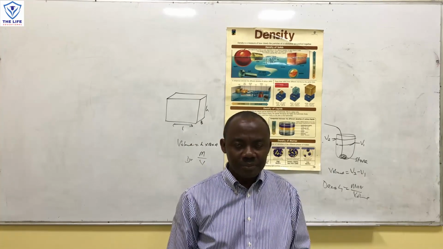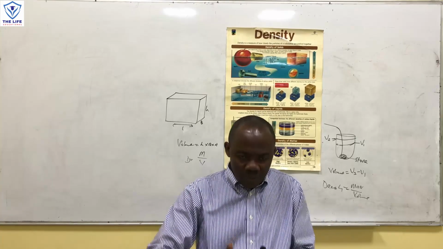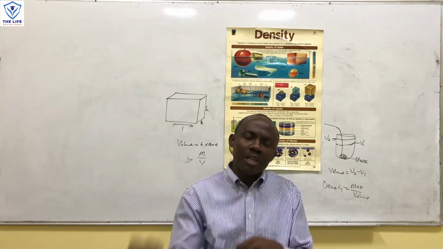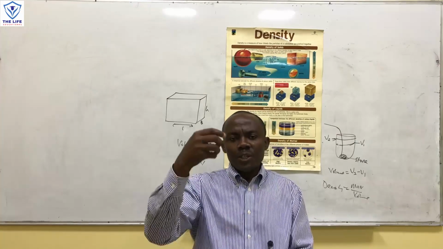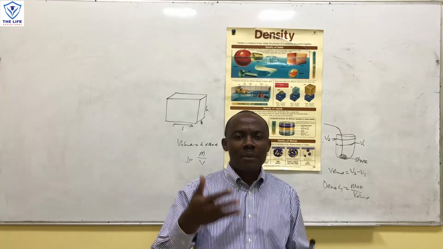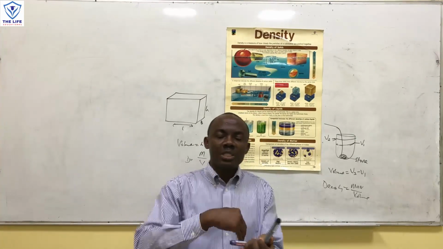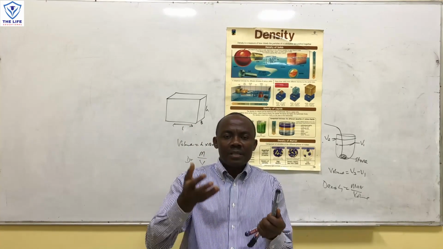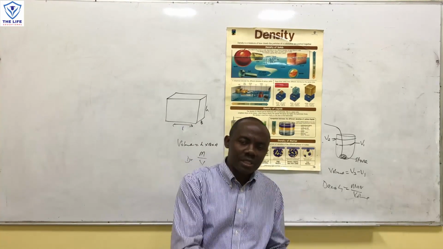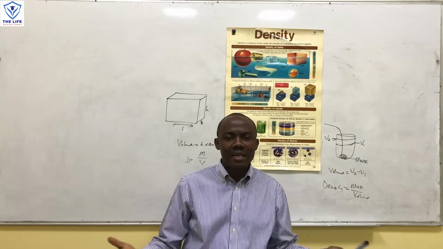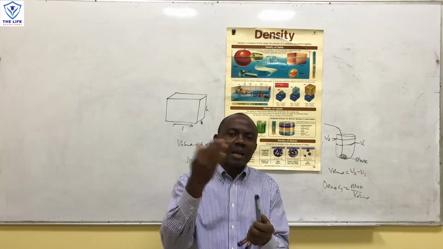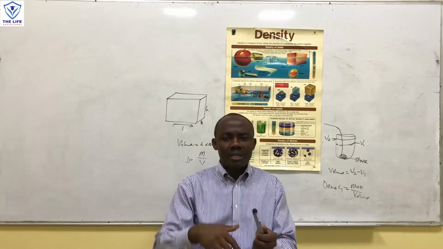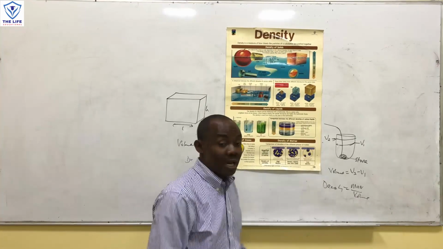Quickly, for a liquid, I will take you through a simple practical, but let me just tell you quickly. For a liquid, you look for a measuring cylinder and measure its mass. Pour your liquid into the cylinder, note the volume, then measure the mass of the measuring cylinder with the liquid on the top pan balance. By so doing, you can determine the mass of the liquid. Once you obtain that, you make your simple calculation and get the density.